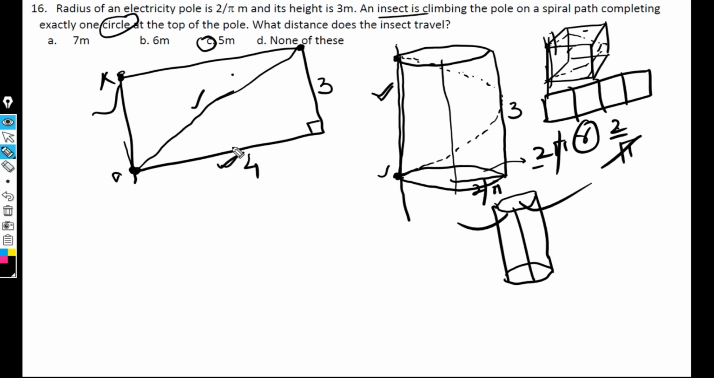Pranshu, my base here is equivalent to the length of the circumference when you open it, right? The length of the circumference in this case is 2 pi r, and the radius is given as 2 upon pi. So pi got cancelled out, 2 into 2 is 4. Is it clear, Pranshu?